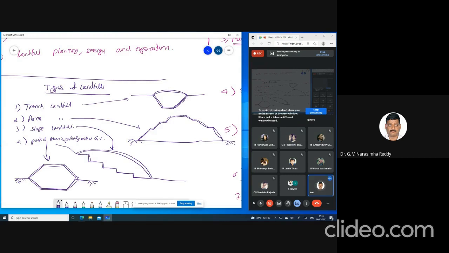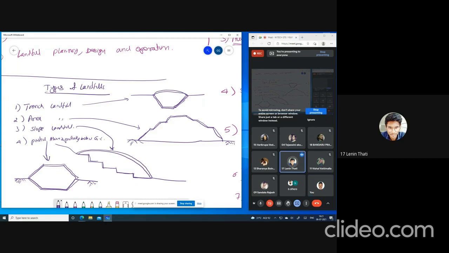Now, can you say what are the advantages or disadvantages of these landfills? Any of you? Just by seeing the configuration. What is the advantage of trench landfill? Just see the configuration. Now, when you have all these options, which one will you prefer? Generally, you should be in a position to tell what is the advantage and disadvantage of trench landfill. Anyone?